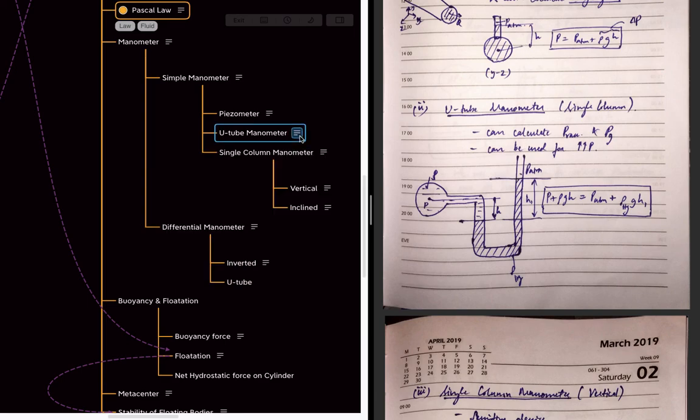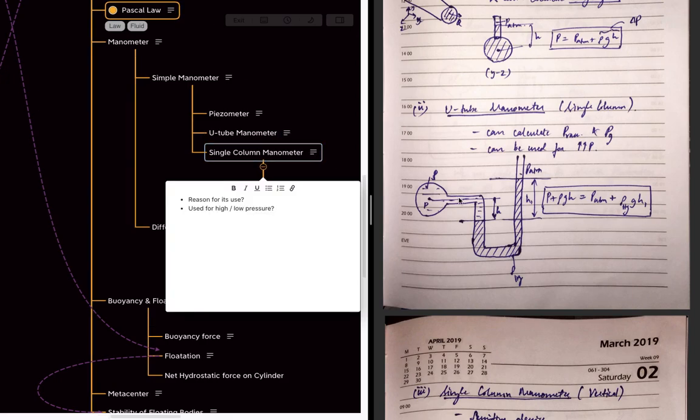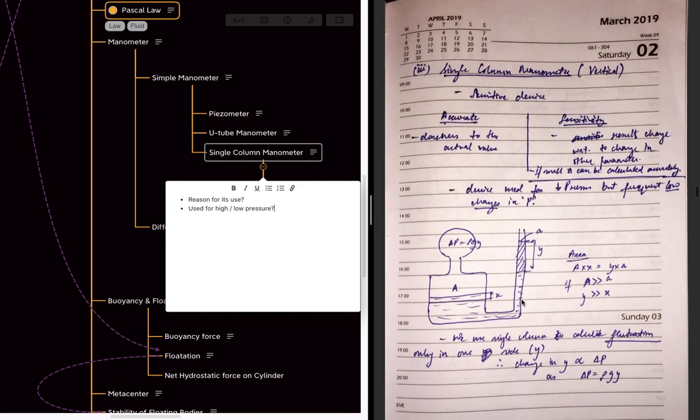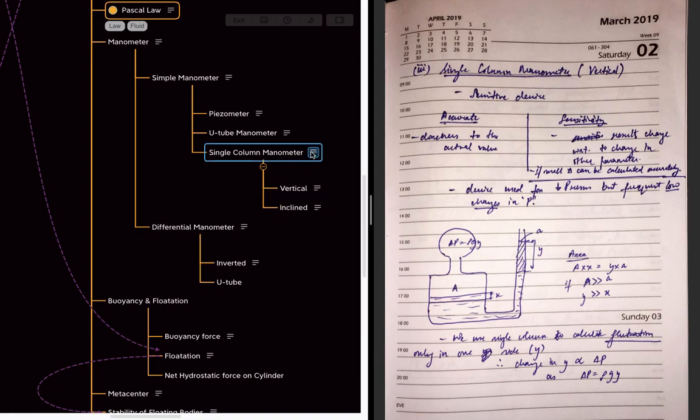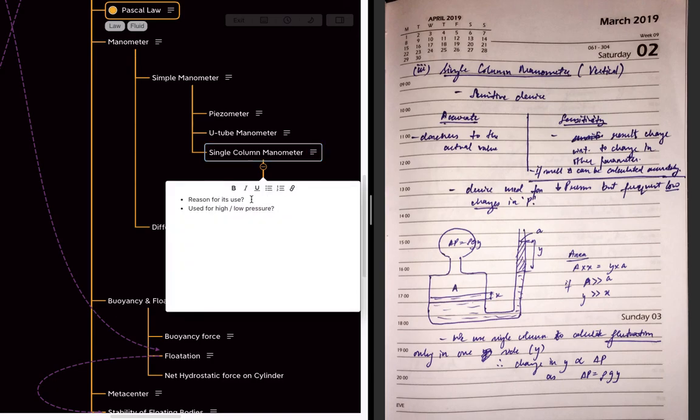Okay, and next is the single column manometer. In that there are two types: one is the vertical type and the second one is the inclined type. So what is the reason for its use, and can it be used for high or low pressures? Basically, the reason for using the manometer is that it is a more sensitive device. So what is the meaning of accuracy versus sensitivity? Accuracy means the closeness to the actual value. Like if you are calculating something, is our calculation really close to the actual correct value? That is called accuracy.